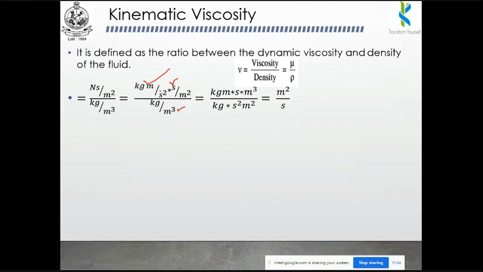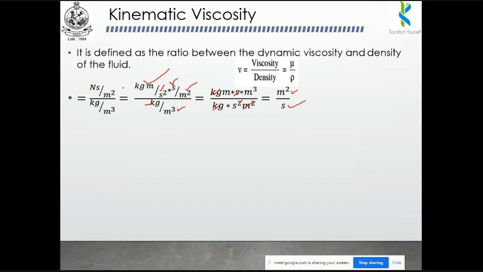And here we are having second square on the denominator and meter square on the denominator and also kilogram on the denominator. So all the three values will be kept here. So kilogram and kilogram will get cancelled. Similarly, here we are having meter and also meter cube, so it will be converted into meter power 4. Okay, so meter power 4 and meter square in the denominator will get cancelled, and we are having meter square on the numerator, and second square will get cancelled, and we are having seconds on the denominator. So the unit for kinematic viscosity is meter square per second.